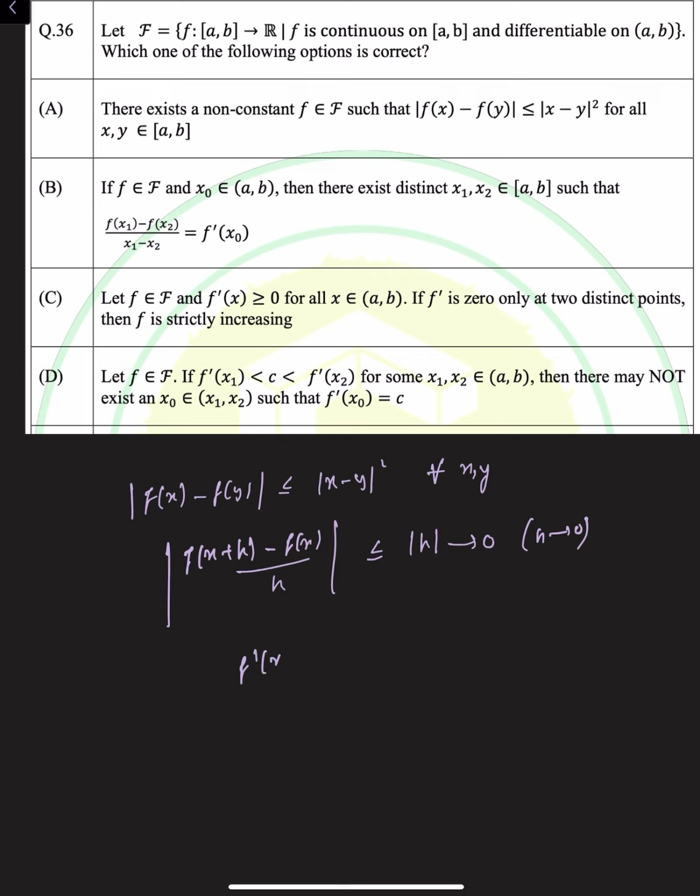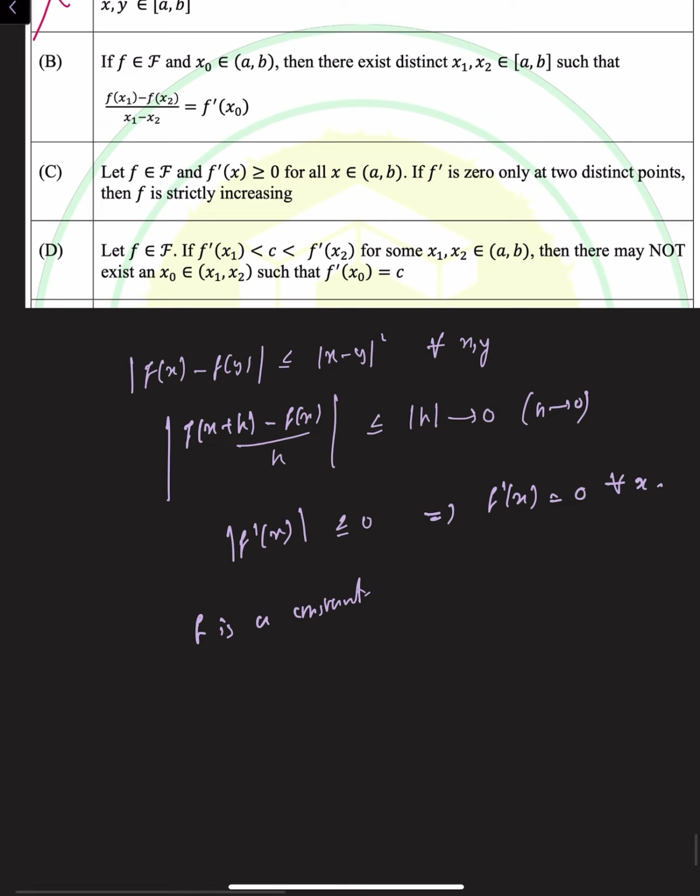So that means |f'(x)| is less than or equal to 0. That means f'(x) is 0 for all x, so f is a constant function. Therefore the first option is incorrect.